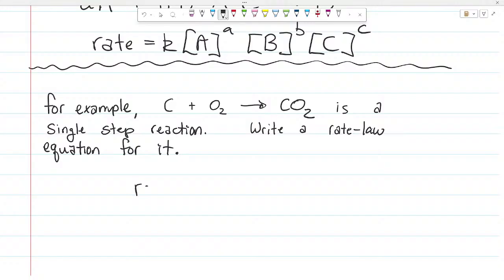Rate would equal, and we're not going to try to know the value of the constant K yet. The way you would do that is just experimentally. You'd run the experiment and you would get the value of K. And spoiler alert, that's what we're doing tomorrow.